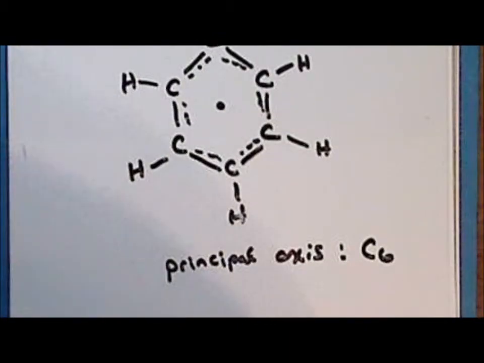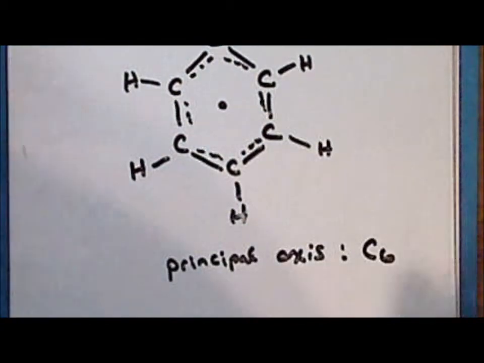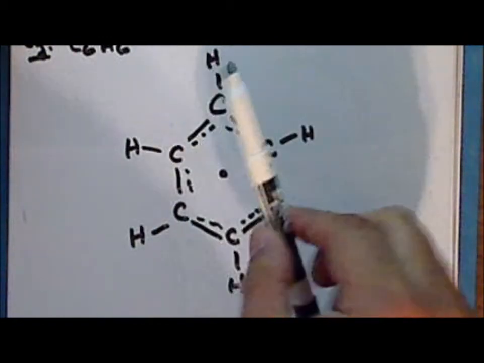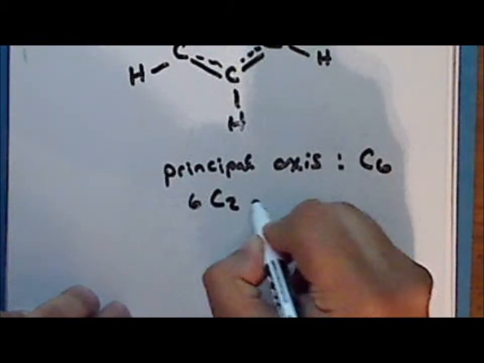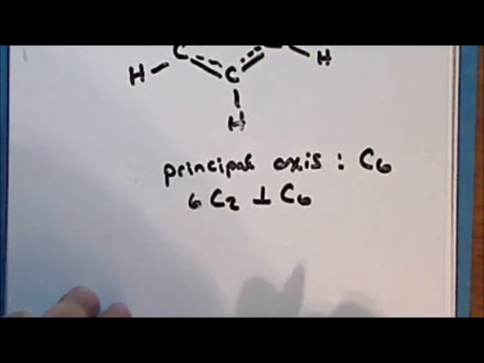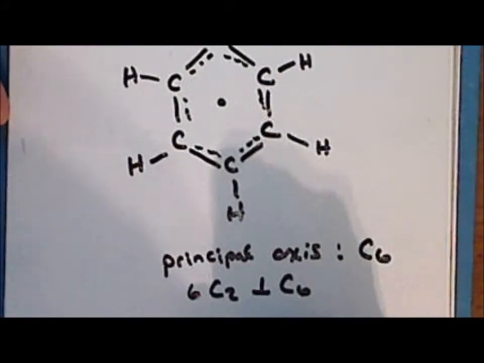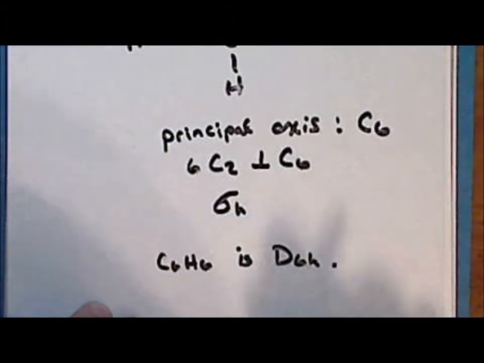The molecule does possess C2 axes. There are 6 C2 axes that are perpendicular to the C6 axis, and so this molecule also belongs to the dihedral class of point groups. The plane of the molecule itself is a horizontal plane, and so the benzene molecule belongs to the D6h point group.